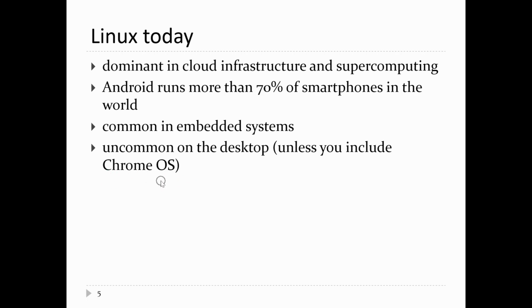Google has this thing called Chrome OS that they use on Chromebooks. So these are inexpensive laptops that are often given to schools for discounted pricing or free. Their Chrome OS is based on Linux. If you count Chrome OS, the desktop percentage is actually quite high. A lot of kids running around have grown up on Chrome OS.